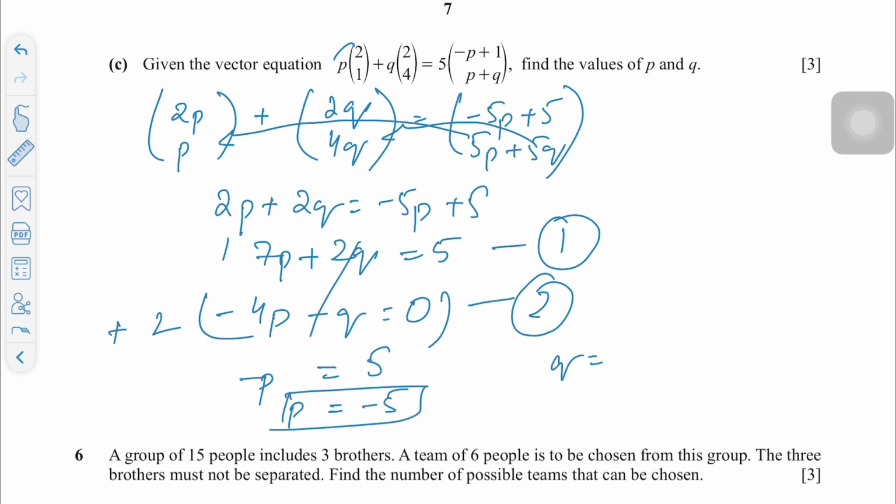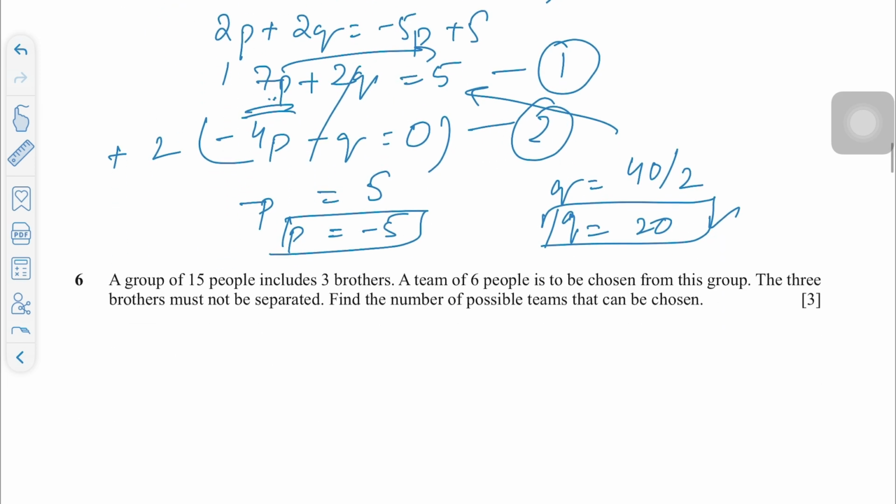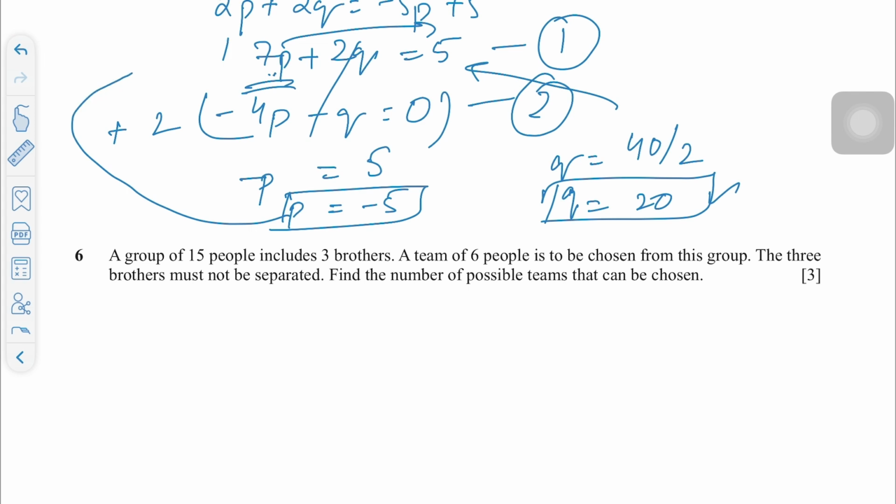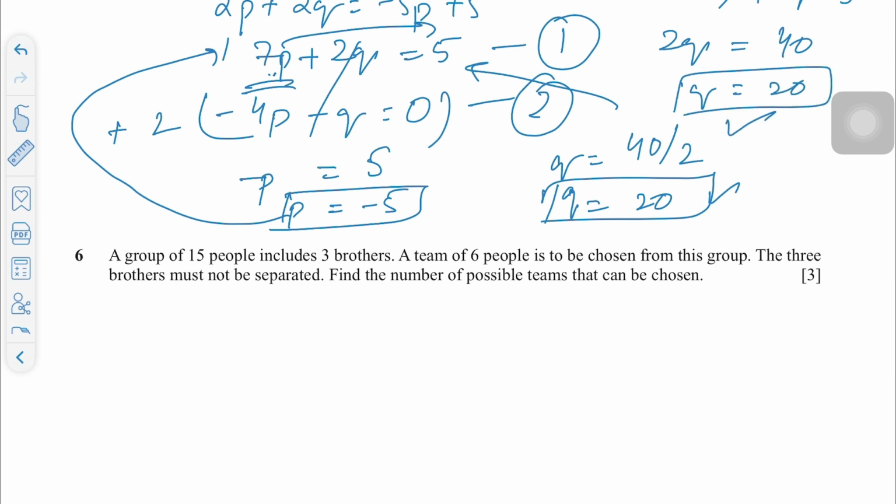And our Q would be, let's just plug it in over here. We have plugged this minus 5 over here. So this would be 7 times negative 5 plus 2Q is equal to 5. This would be negative 35, and this would be positive 35 over there. So this would be 40 is equal to 2Q. Q is given as 20 in our answer, right?